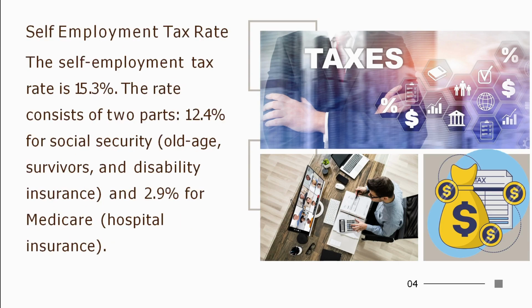Now comes the rate. The self-employment tax rate is 15.3%. It basically consists of two parts. One is 12.4% for Social Security and the other is 2.9% for Medicare.